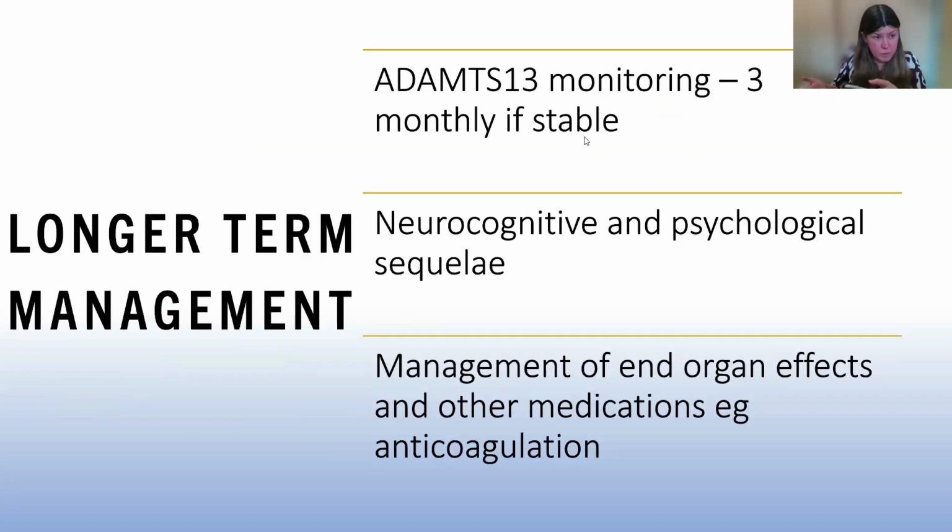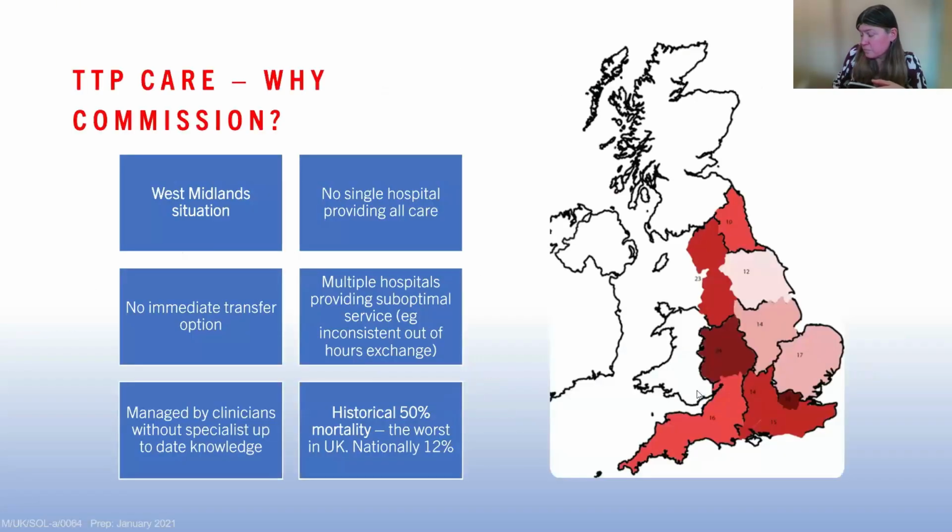And then hopefully if we get a patient who gets through that initial treatment period well, we go on to monitor ADAMTS13, usually 3 monthly when they're stable. We monitor for the effects of any end organ damage, but my experience is that if people have prompt treatment, that is normally reversible. And then we look for any neurocognitive and psychological sequelae.